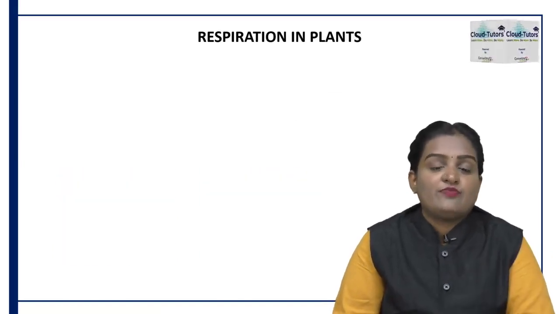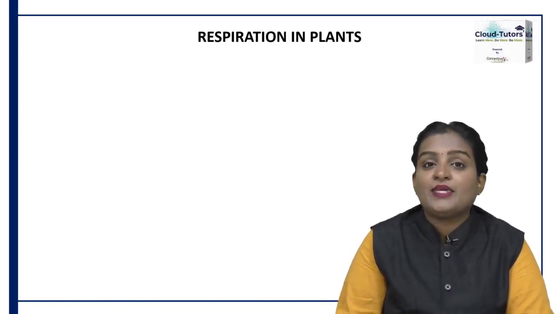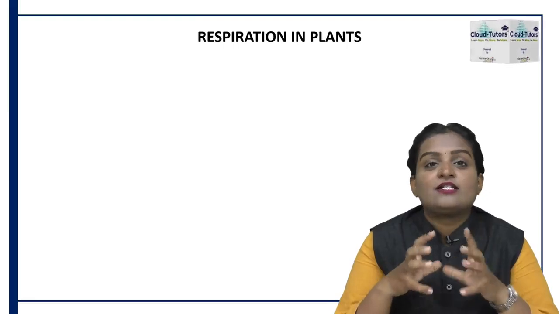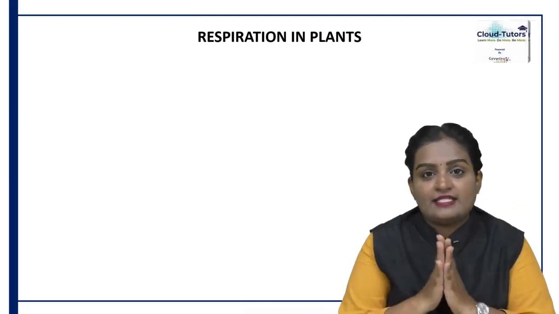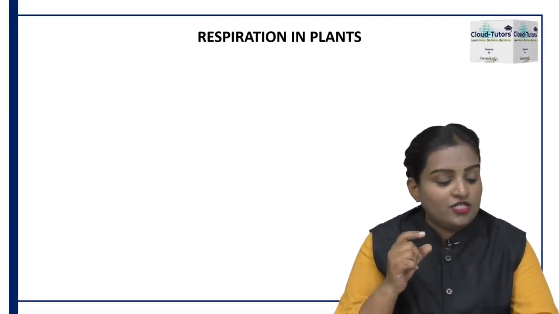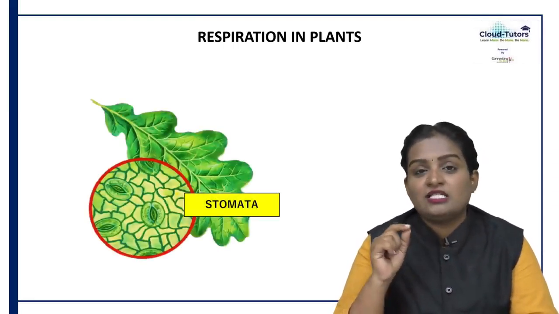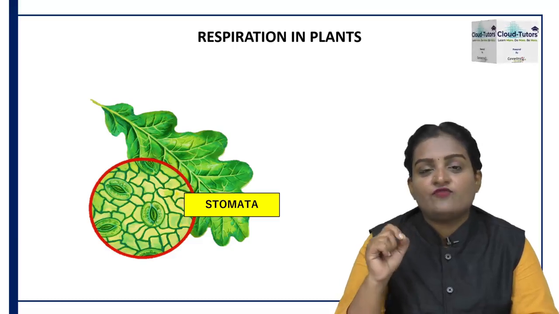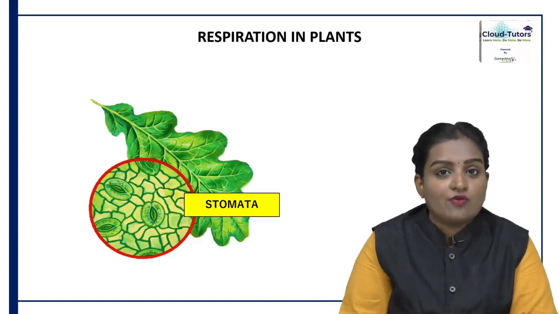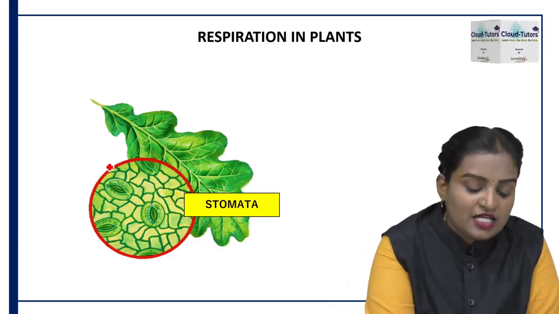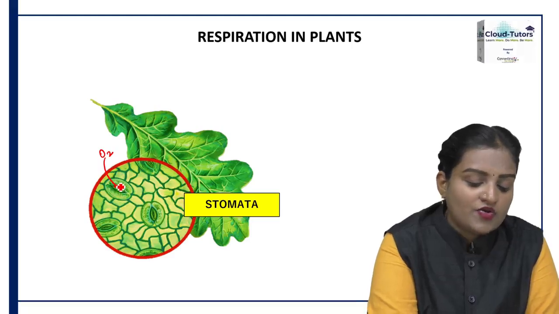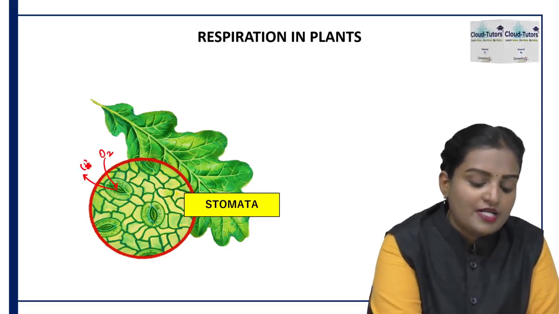Coming to respiration in plants. Here respiration means, here we are talking about gaseous exchange. Respiration, cellular respiration is common in all the organisms. How do plants take up the gases required for respiration? They have specialized structures for every organ they have. For example, leaf. In leaf, they have the pores known as stomatal pores, which help in gaseous exchange. So when they are respiring, they will take in oxygen and give out carbon dioxide.